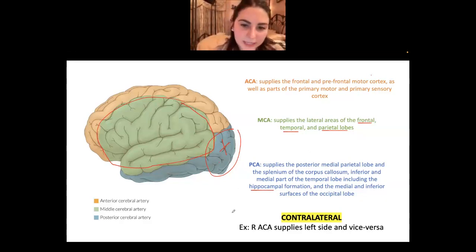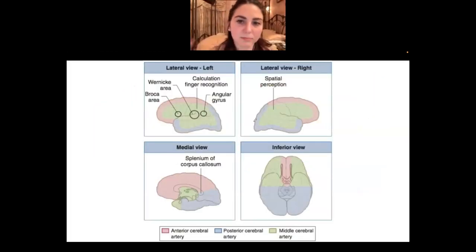But another important thing is that this is contralateral. So for example, the right ACA is going to supply the left side of the body. So just don't forget about that contralateral aspect of the cerebrum.